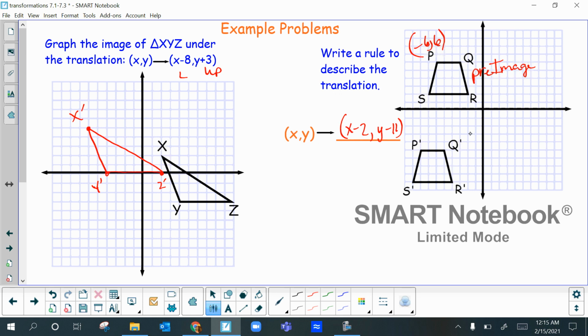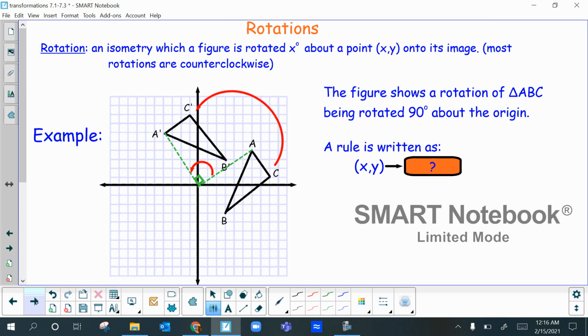And P prime is at, I believe, negative 8. 1, 2, 3, 4, 5. Negative 8, negative 5. And so if we minus 2, that takes us to negative 8. If we minus 11, that takes us to negative 5. So that works out. All right, let's go to the next type of transformation, and that's rotation.